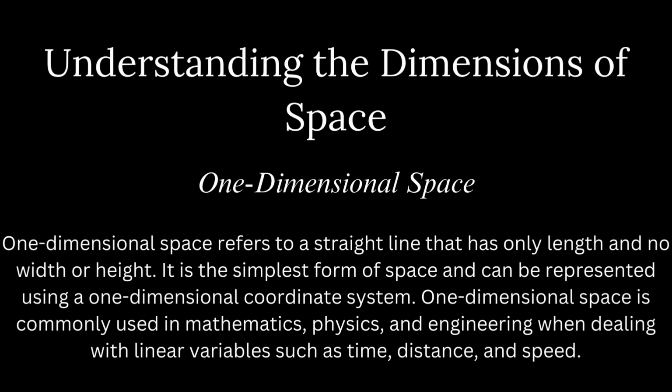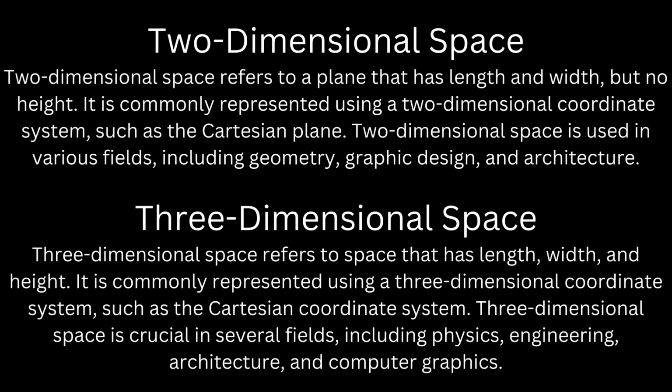Understanding the dimensions of space. One-dimensional space. One-dimensional space refers to a straight line that has only length and no width or height. It is the simplest form of space and can be represented using a one-dimensional coordinate system. One-dimensional space is commonly used in mathematics, physics, and engineering when dealing with linear variables such as time, distance, and speed. Two-dimensional space. Two-dimensional space refers to a plane that has length and width, but no height.